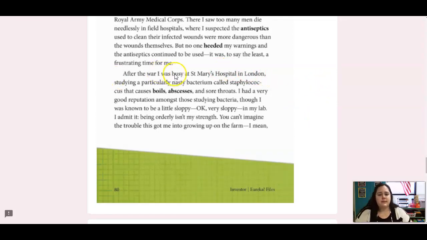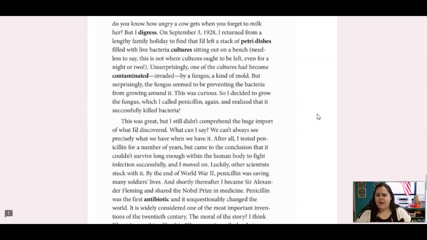After the war, I was busy at St. Mary's Hospital in London, studying a particularly nasty bacterium called Staphylococcus that causes boils, abscesses, and sore throats. I definitely said that wrong, but that's okay. I had a very good reputation amongst those studying bacteria, though I was known to be a little sloppy, very sloppy, in my lab. I admit it, being orderly isn't my strength. You can imagine the trouble this got me into growing up on the farm. I mean, do you know how angry a cow gets when you forget to milk her?